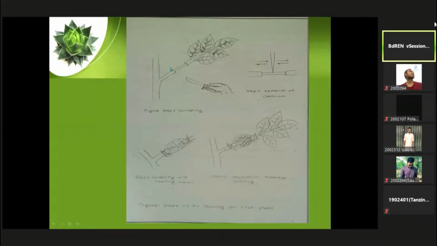Okay. Then because of the removal of cambium, there is sort of xylem and phloem. So when we put water in the tree, the water or food will go up through xylem and phloem.